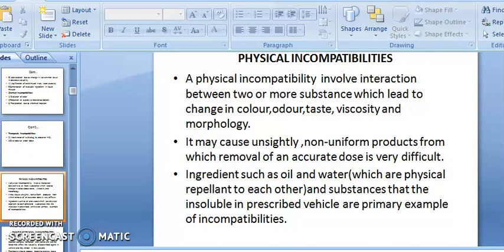It may cause an unsightly, non-uniform product from which removal of an accurate dose is very difficult. If physical incompatibility is found, uniformity of dose will not be achieved. It is difficult to achieve the uniform or accurate dose. Ingredients such as oil and water, and substances that are insoluble in the prescribed vehicle, are primary examples of incompatibility. When we combine oil plus water, there is a formation of incompatibility because they have no property to mix with each other and do not form a homogeneous mixture. They are immiscible with each other.